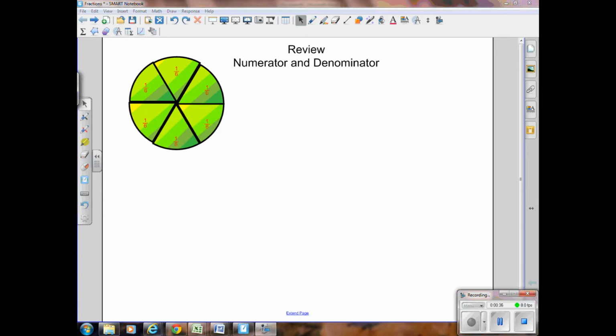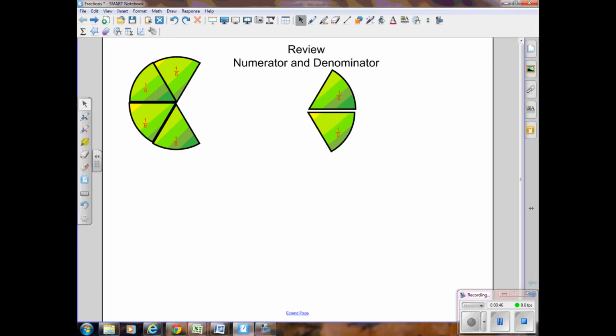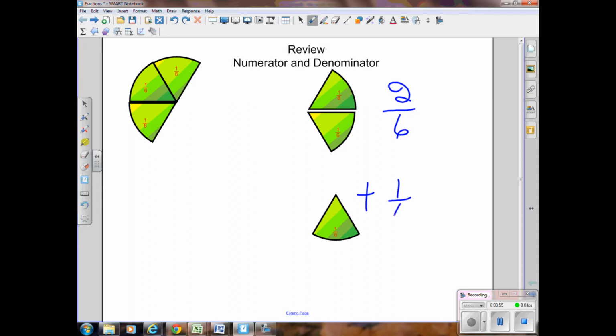Adding and subtracting fractions with the same bottom number, or denominator, is really quite simple. If we have 2/6 and 1/6, we add the top number, the numerator, 2 and 1, and we get 3. The bottom number, the denominator, stays the same.